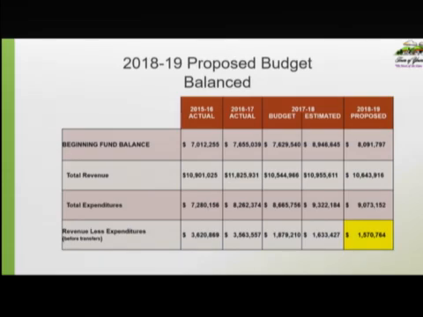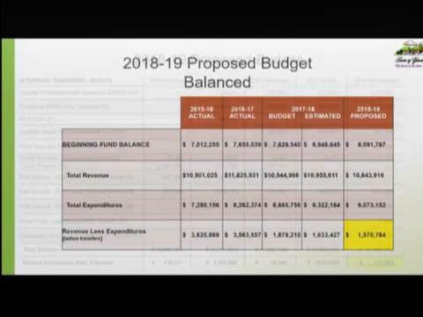So we're totally balanced. The first line on the farthest right-hand column provides you our proposed budget, which has a beginning fund balance of $8 million. We expect to receive next year $10.6 million. We expect to spend a little over $9 million. And then the revenue remaining, which is total revenue minus expenditures, is $1.5 million, a little bit more than that.